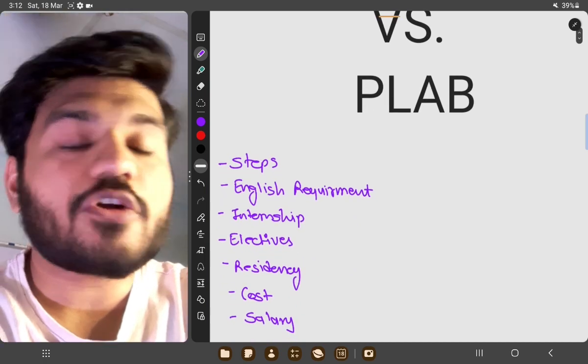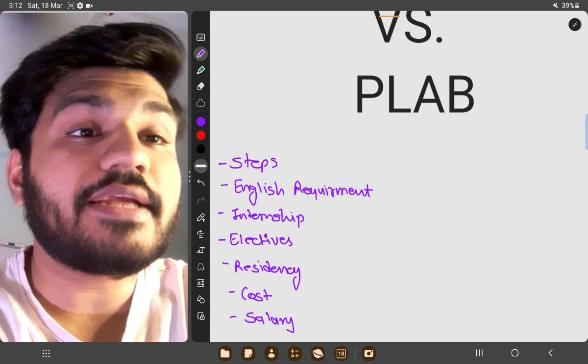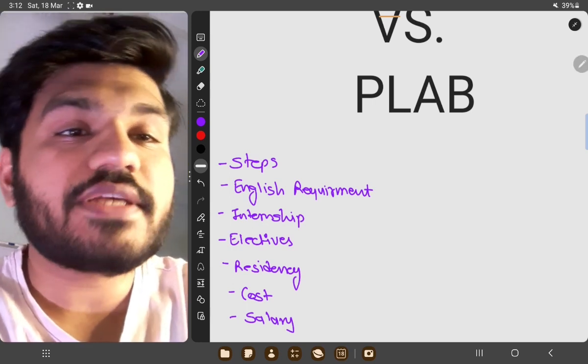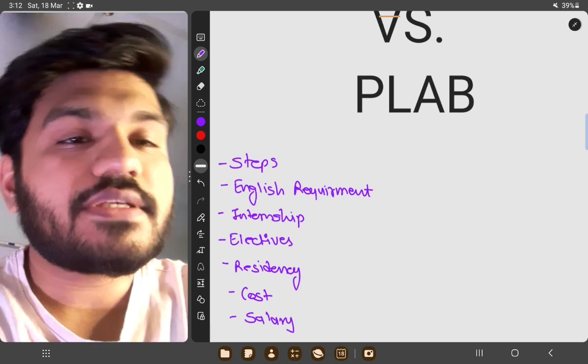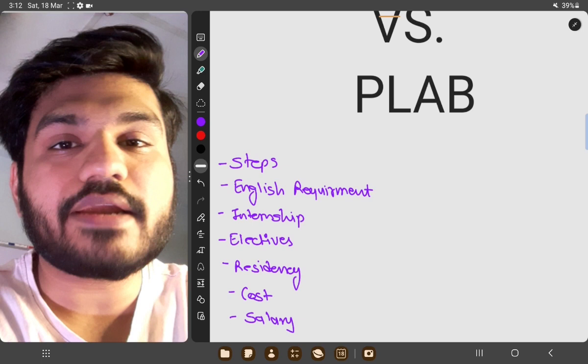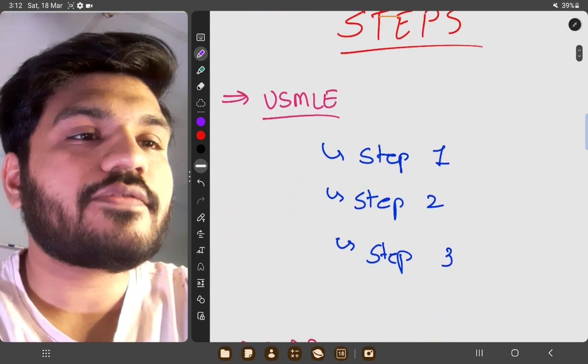So we are going to first talk about the steps of USMLE and PLAB. Second is English test requirement. Third is internship requirement. Four is electives. Fifth is residency. Sixth is cost, and at last we are gonna talk about salary. So in the first step we are gonna see the steps of USMLE and the steps of PLAB.